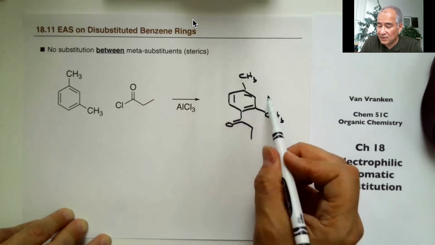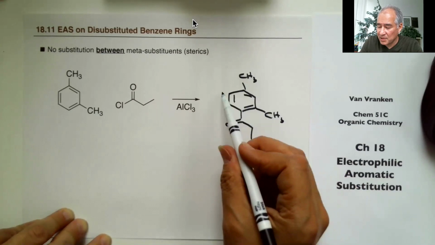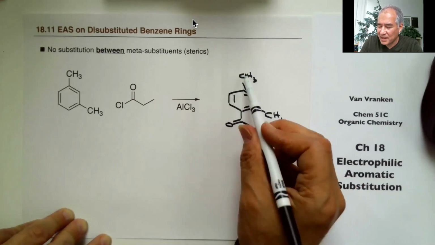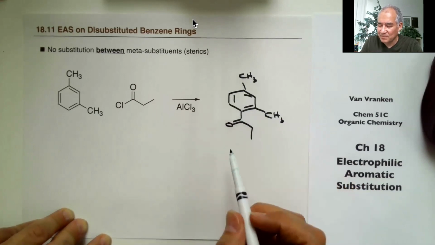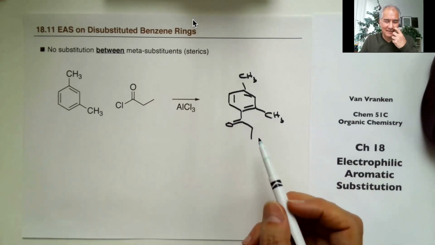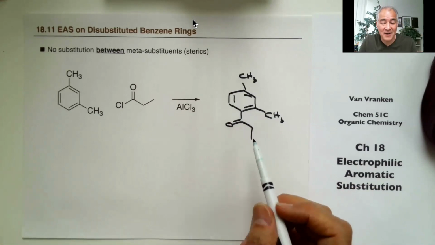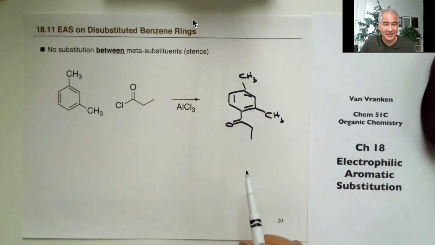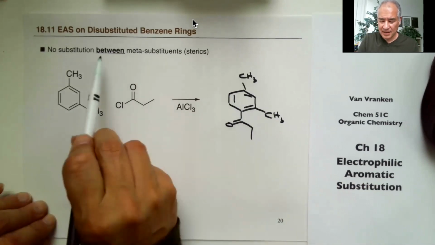What if you had ethyl and methyl? Well, probably you'd get a mixture of some next to the ethyl and some next to the methyl. But I would never ask that question, because I don't like asking questions where you get a one-to-one mixture of things. Okay, so just kind of a simple idea.